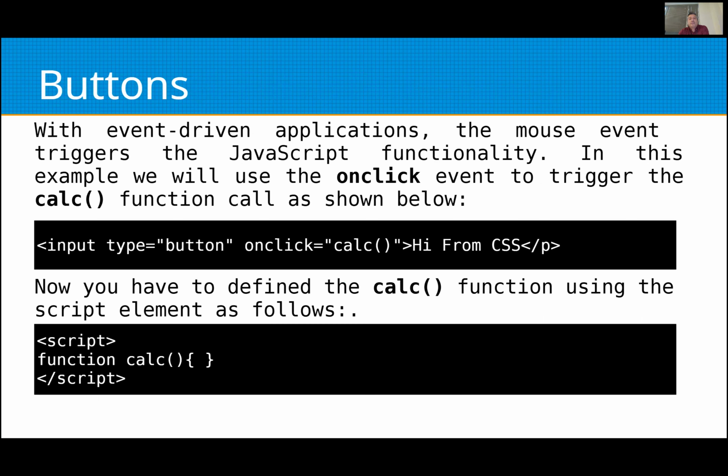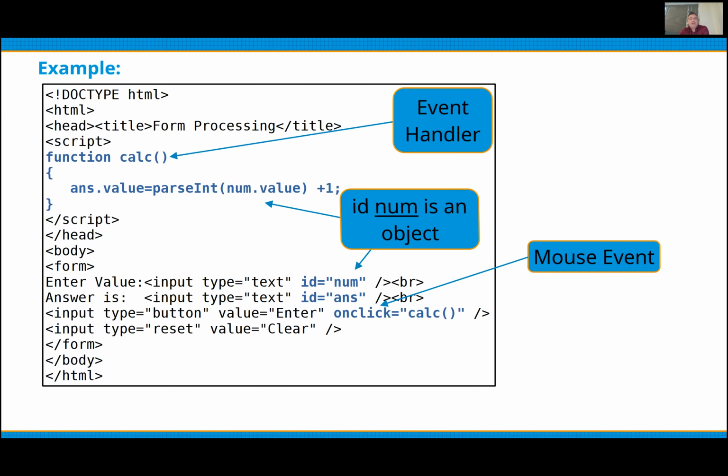Okay, so the value attribute is the value inside the text box. So this is the input. The input is num.value, and we are assigning it to answer.value. The second text box is where we put the answer. The ID of the answer is ANS. So if you want to change the value of that text box, you put it on the left side of the assignment statement.